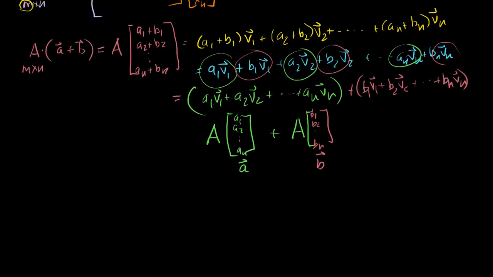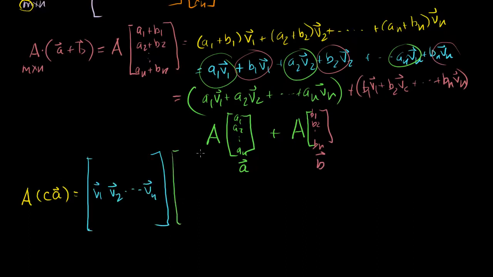C times a1. So let me write it this way. If I were to write the matrix capital A times the vector lowercase a, times the scalar C. So I'm multiplying my vector times a scalar first. I can write my big matrix A. I've already labeled its columns: v1, v2, all the way to vn. That's my matrix A. And then what does Ca look like? Ca, you just multiply that scalar times each of the terms of a. So it's Ca1, Ca2, all the way down to Can.